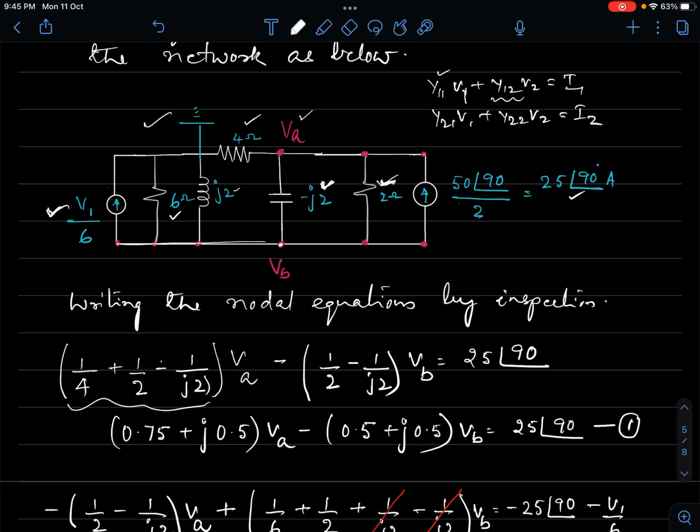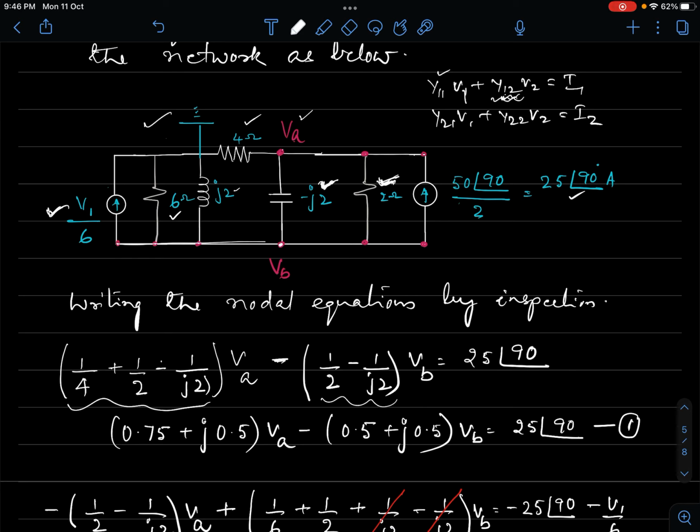It is y12. What is y12? The sum of all the admittances common between node 1 and node 2. The suffix 1, 2 indicates what is common between node 1 and node 2. If we look at node 1 and node 2, in this case it is node A and node B. What is common between node A and node B? These are the two elements: minus J2 and 2 ohm are the two things common. So we have taken the sum of that, and that has to be taken with a negative sign. This we have understood by inspection.